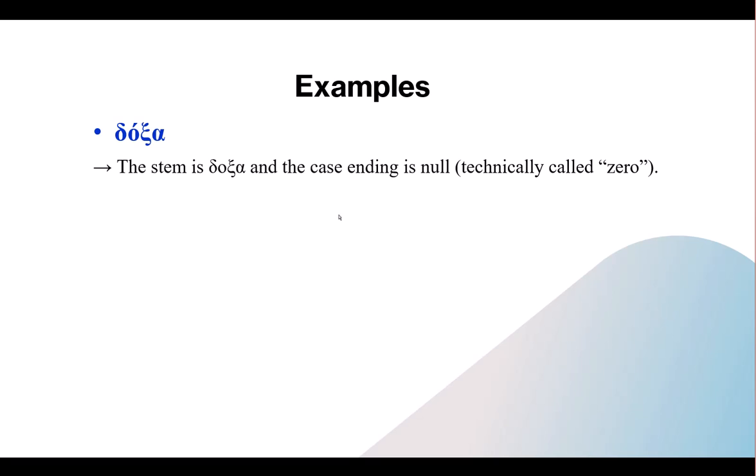Let's look at some examples that we discussed when we were looking at first and second declension nouns. So we looked at doxa. The stem is doxa, and the case ending is null, technically called zero. And because the stem ends in alpha, this is first declension.